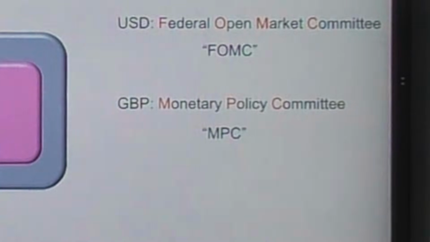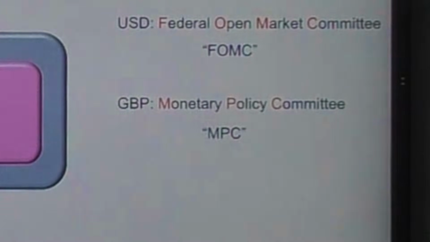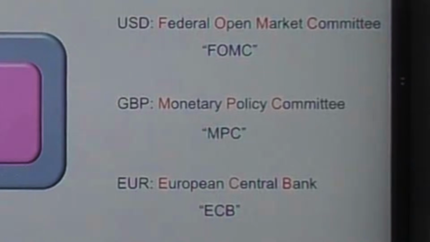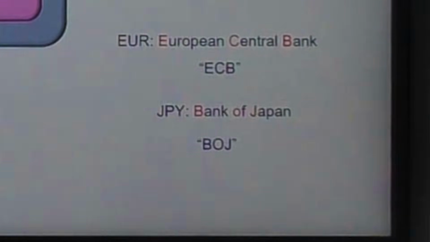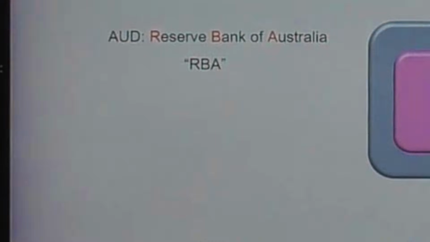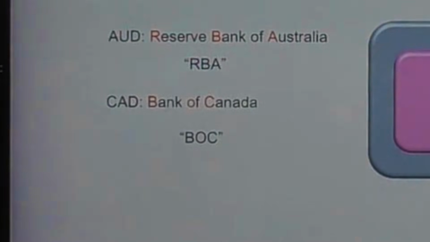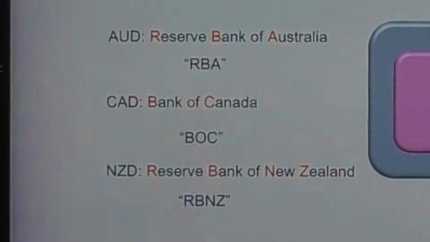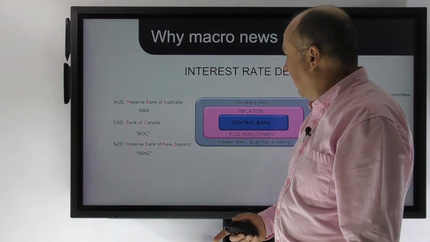In the UK, it's called the Monetary Policy Committee. That's the MPC. The euro is affected by the ECB. That's the European Central Bank. You've got the JPY. That's the Japanese yen. That's basically the BOJ. The RBA, which is the Reserve Bank of Australia. And the Canadian dollar is affected by the BOC. In New Zealand, the NZD, that's the Reserve Bank of New Zealand, the RBNZ. So you get to know these acronyms.